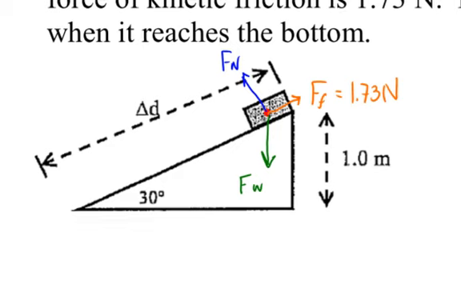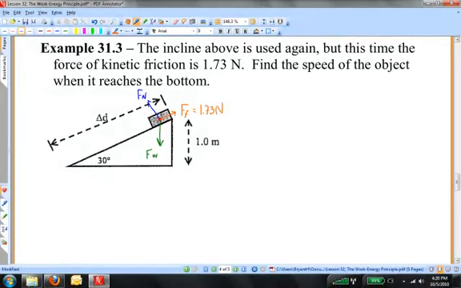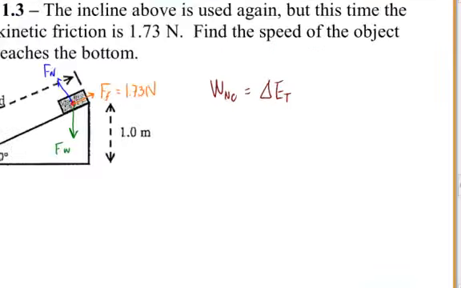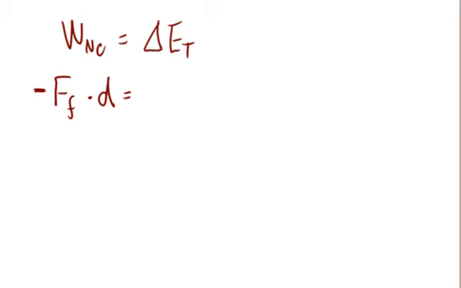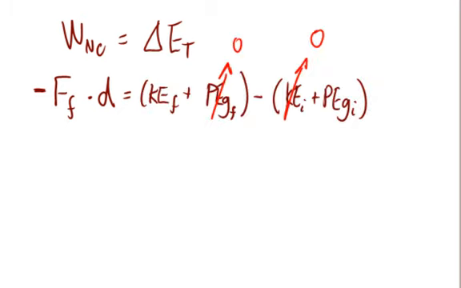So let me write the generalized work energy principle. The non-conservative work is equal to the change in the total energy. And now let me substitute in what those things are. The non-conservative work is due to the frictional force, and since friction acts in the opposite direction to the displacement, I'm going to put a negative sign in for that non-conservative work. At the top of the ramp, I've got a combination of kinetic and potential energy. The kinetic energy is 0 at the top. At the bottom of the ramp, I have a combination of kinetic and potential energy. The potential energy is 0 at the bottom. I can write this in terms of the formulas for kinetic energy and gravitational potential energy.